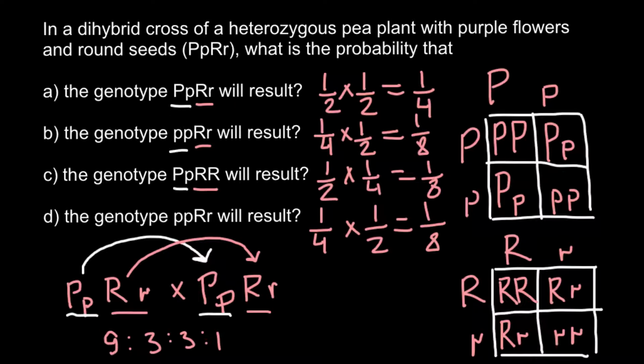So as you see, this is a very easy way how we can solve such problems. We don't have to build a large table, and probabilities are easy to calculate.